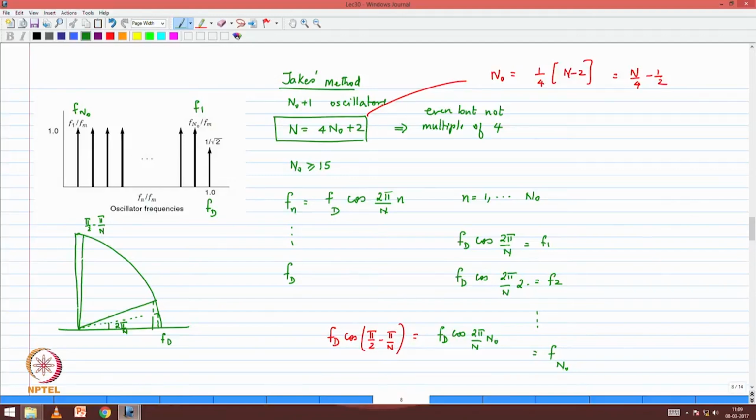So basically, Jakes' method requires us to use a set of oscillators. The frequencies have been understood. There is an oscillator at fd, and then there are several which correspond to uniformly spaced angles in the angular domain. Their projections onto the real axis, that length, gives you the actual frequency of the oscillator. Is that clear? That's basically what the oscillator frequencies are.